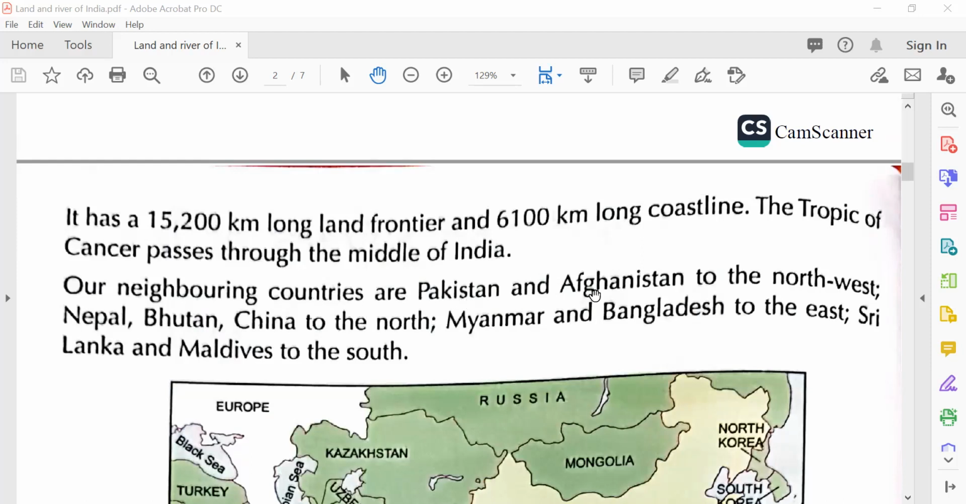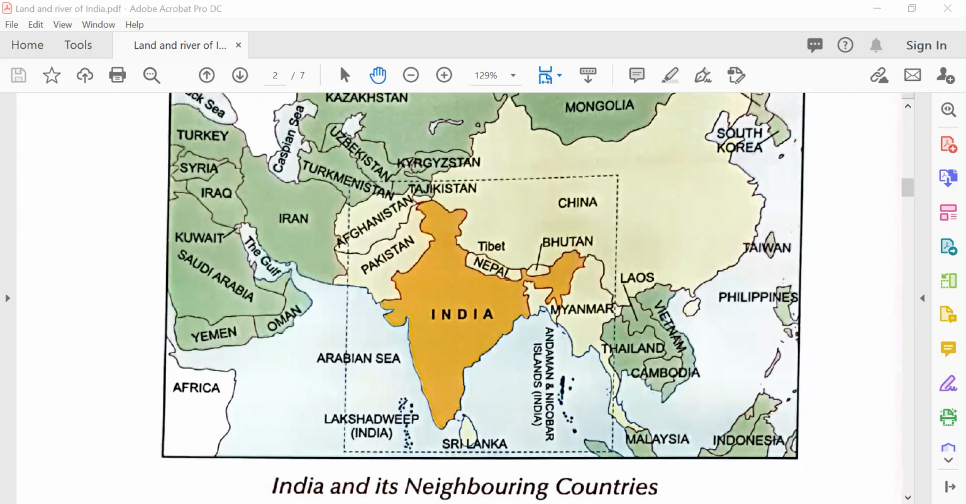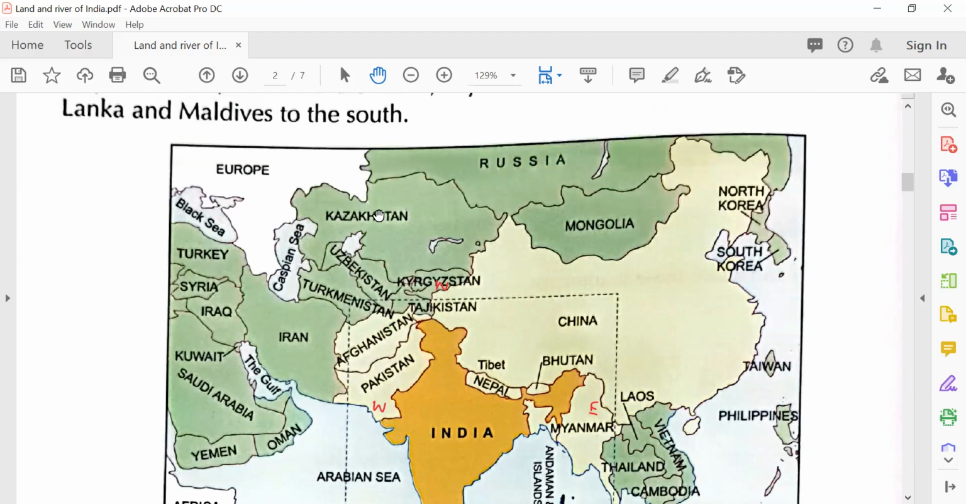Our neighboring countries are Pakistan and Afghanistan to the northwest. So see, this is a map. This is north. This is south. This is east. And this is west. So northwest, which will be northwest? North and west. So this. So which are our neighboring countries in the northwest? Pakistan, Afghanistan.